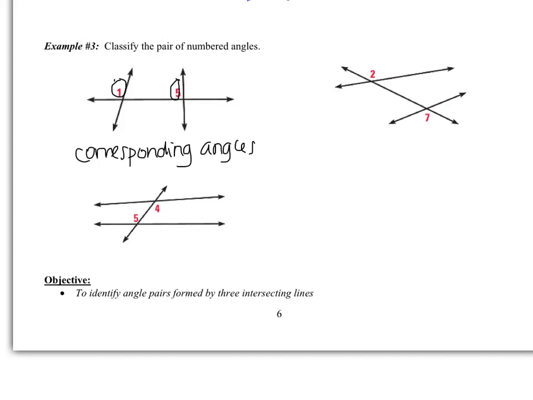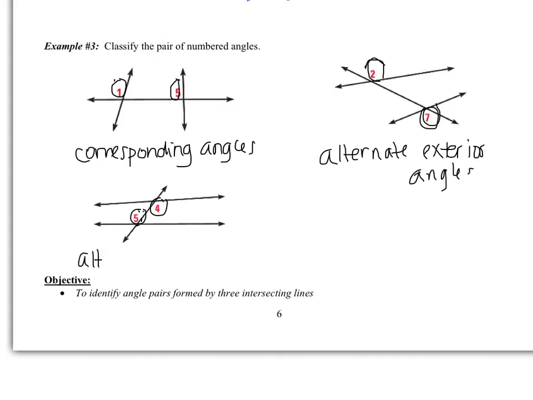Okay, this one to the right. Our first angle is to the right of the transversal. Our second angle is to the left of the transversal. So different sides, it's going to be alternate. They're outside of the 2 lines, so these are called alternate exterior angles. This one, 5 is to the left, 4 is to the right, so opposite sides of the transversal, it's going to be alternate. They're sandwiched in between the 2 lines, so these are alternate interior angles.